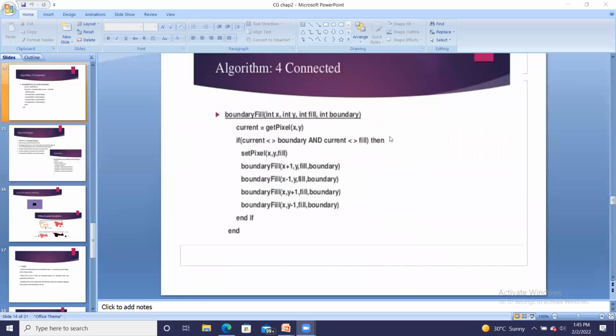Okay, so let us see the next method, which is 8 connected. In 8 connected, what will happen? All these things will be the same, because in 8 connected also we are checking whether it is a boundary pixel or it has the fill value. If it is not, then instead of these 4 statements, we will have 8 statements with a variety of x and y combinations.